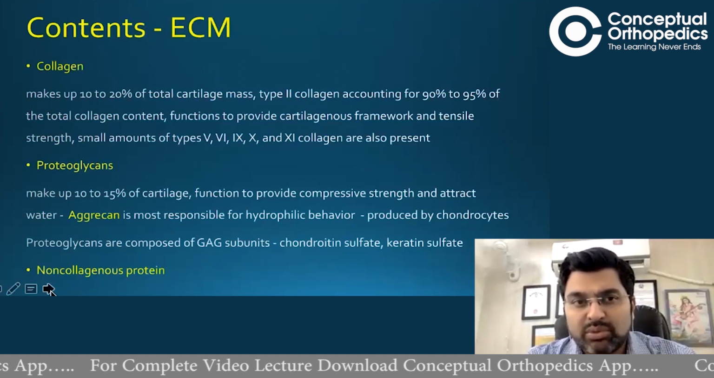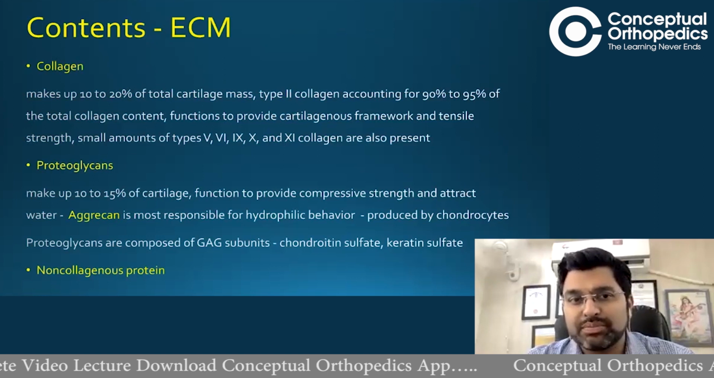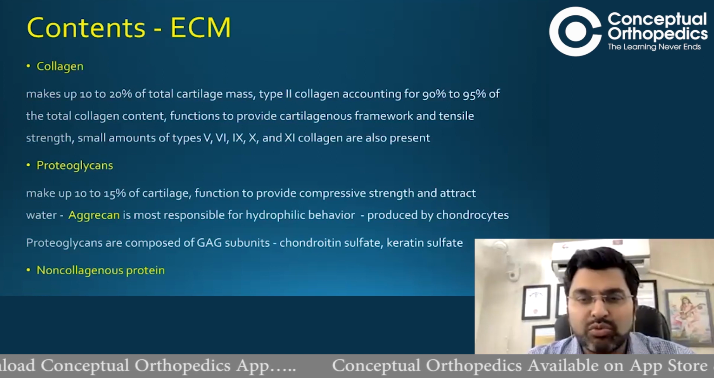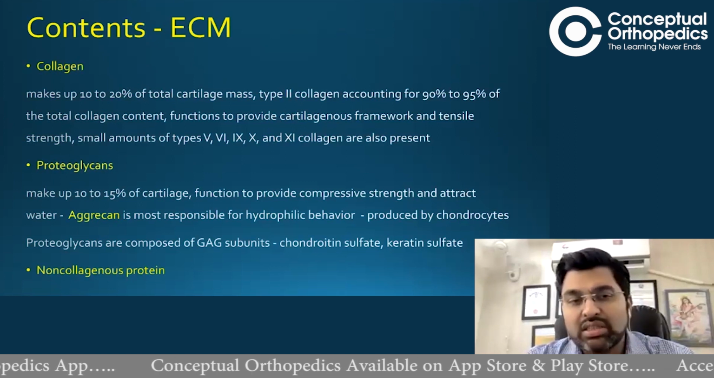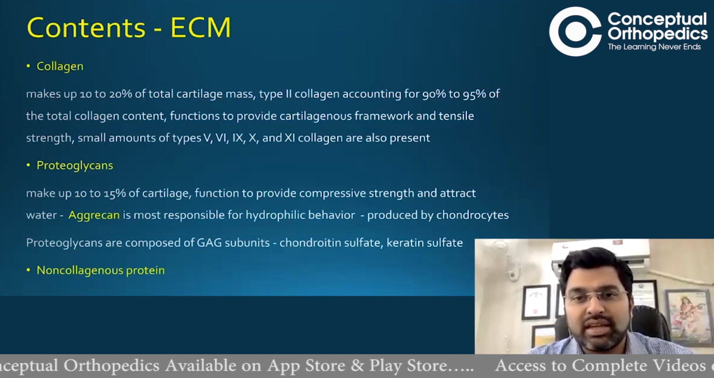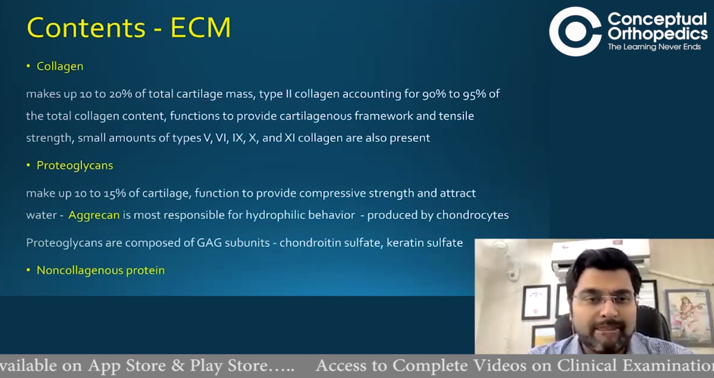Collagen makes up 10 to 20% of total cartilage mass. It is mainly type 2. The function is mainly to provide a framework and give tensile strength. Other collagen types will be 5, 6, 9, 10, 11. So these are the types, but the main one is type 2.